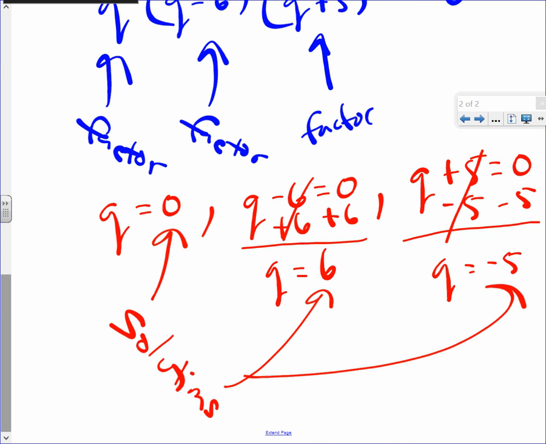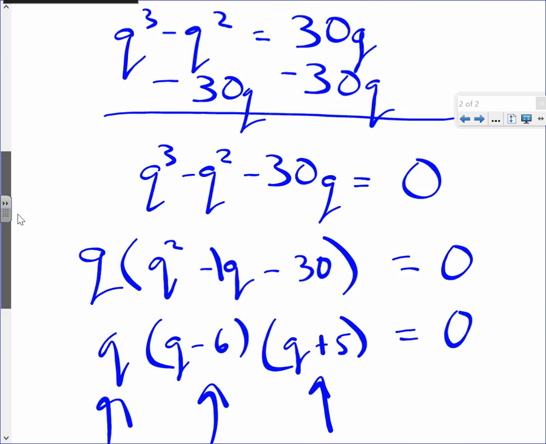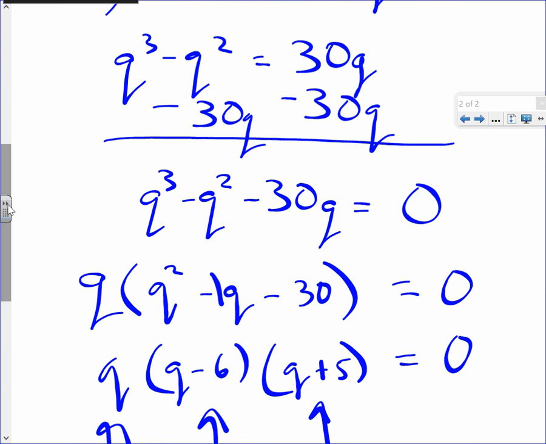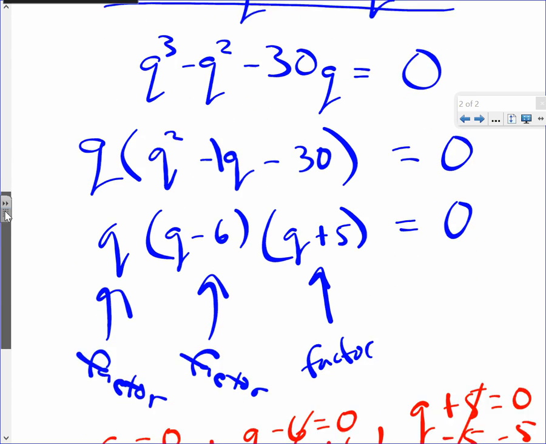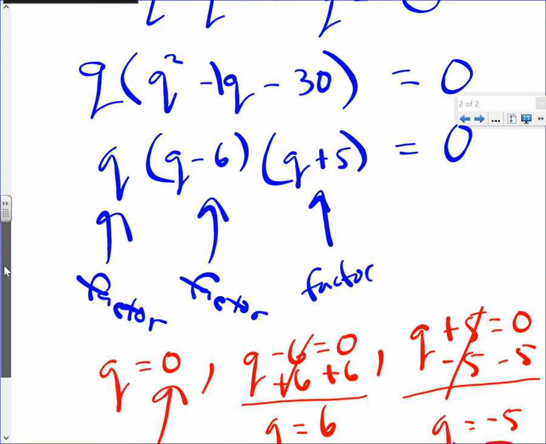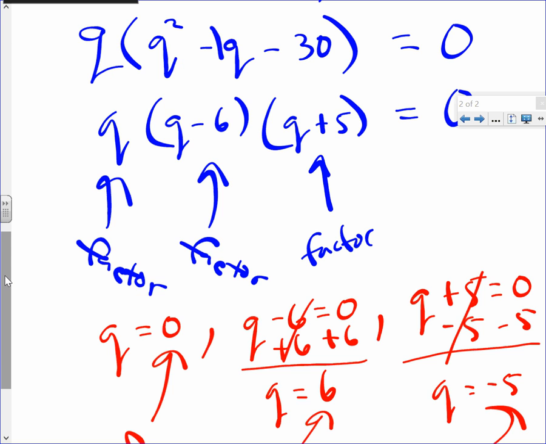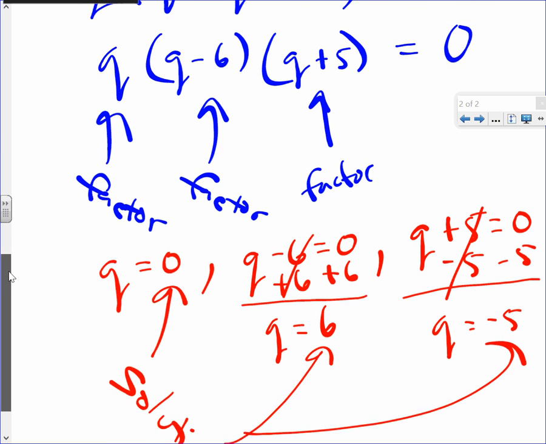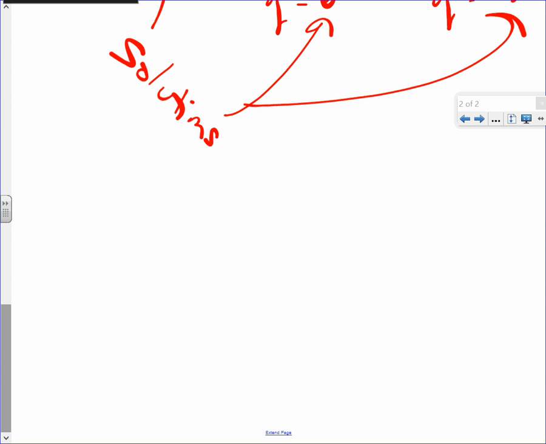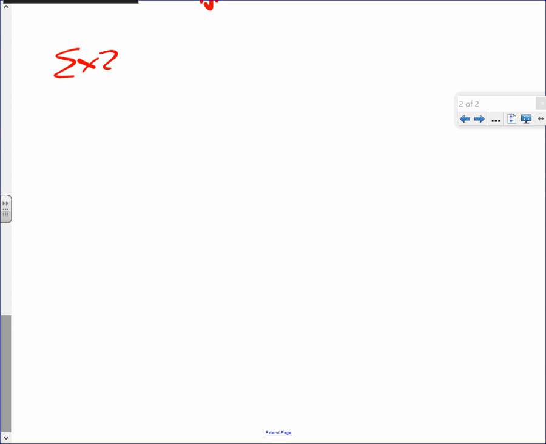Let's try number 2. Question number 1, let me recap. What I did, I got 0 on one side by subtracting 30q. Step 2, well, it was still step 1, I factored completely the left side. And then step 2 was I took each factor, set it equal to 0, and I got my solution. There's 3 of them. That was easy. 2 more examples quickly. Here we go. Let's try.